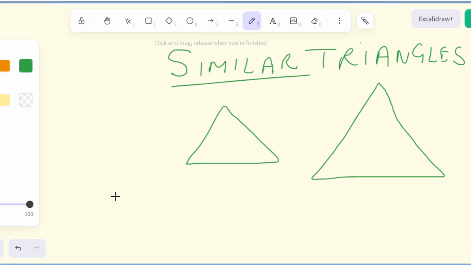Before doing the similar triangles, we should know what congruent triangles are.